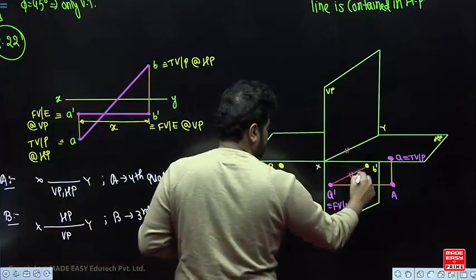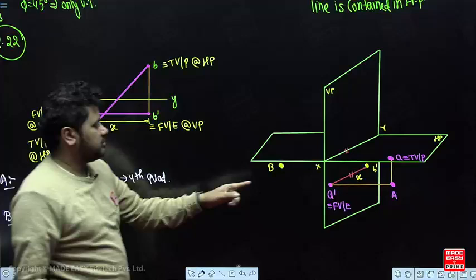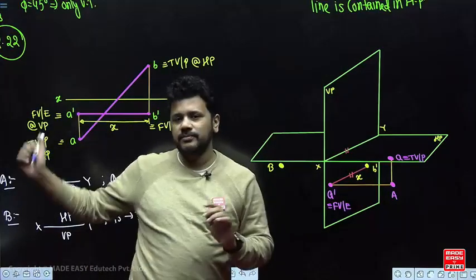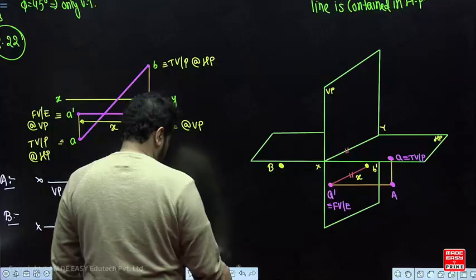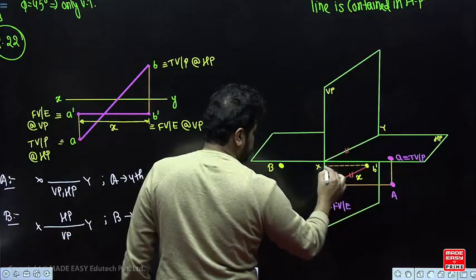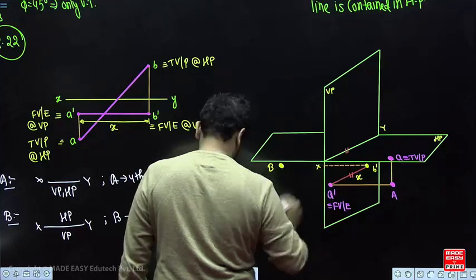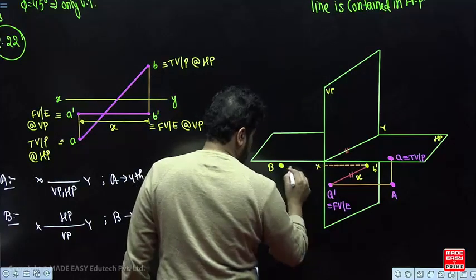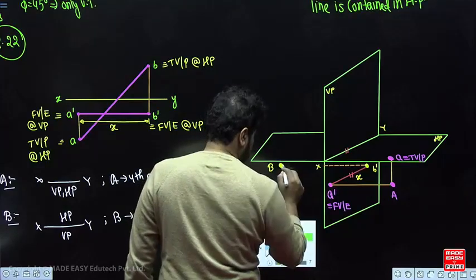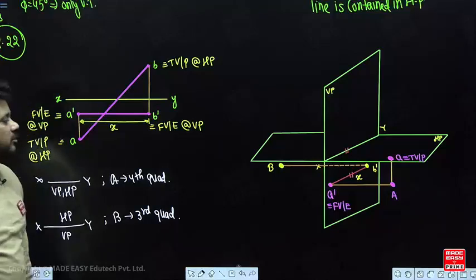What is this distance? This is the x that has been given. The distance between A dash and B dash is x, and both lines are parallel to the XY line, right? So when you have got this idea, I can project it, isn't it? So here will be the location of B.